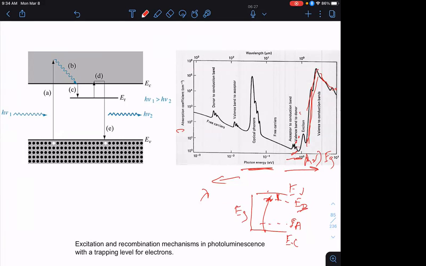Similarly, you could have excitation from the acceptor level to the valence, sorry, that's EC and that's EV. My apologies. You can have excitation from the acceptors to the conduction band. Notice that it's at a slightly different energy, okay? So basically from these, you can get the donor or the acceptor energies, okay? Now you can also have excitation from the donor to the valence band, and that's much smaller energy, of course, or valence band to the acceptor, okay?